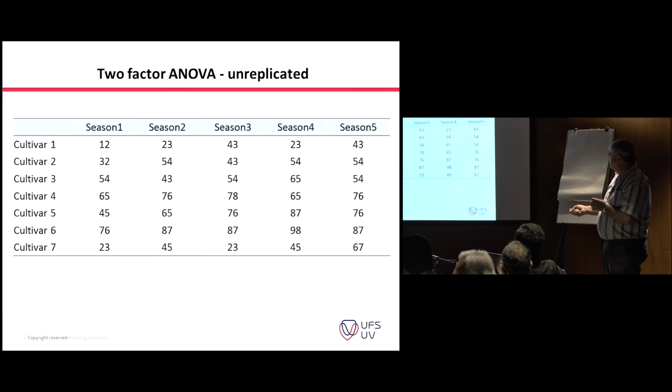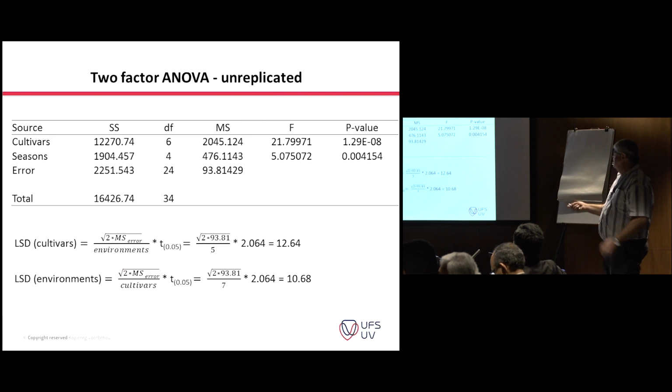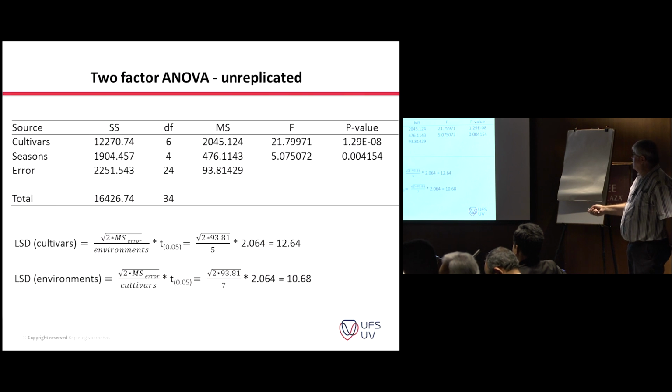And essentially what the analysis does is it uses the seasons as the reps for the cultivars, and it uses the cultivars as the reps for the seasons. It's basically, there is no interaction. It cannot work out the interaction, but it can still give you a reasonable idea of how the different cultivars are reacting. And again, here you can see a very low probability value, high F value.